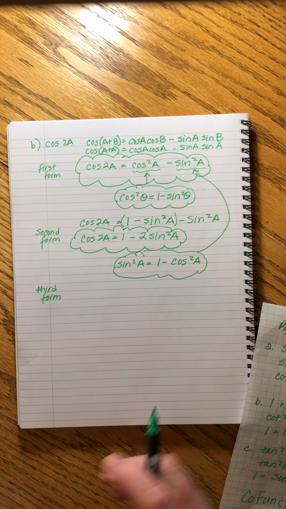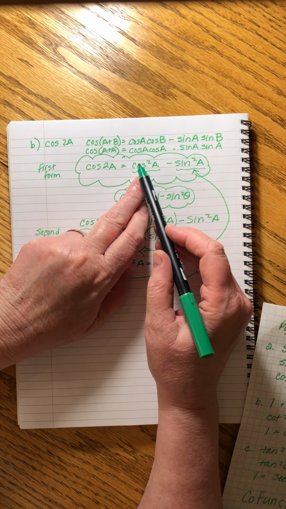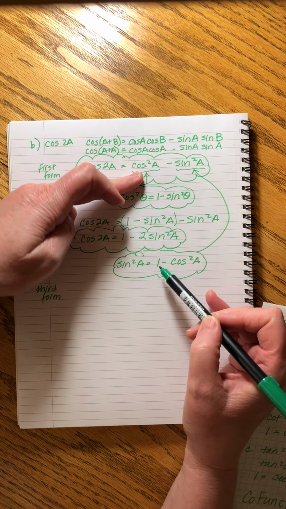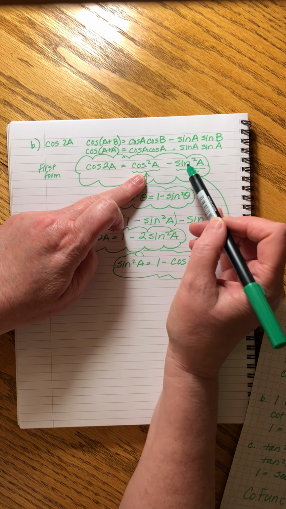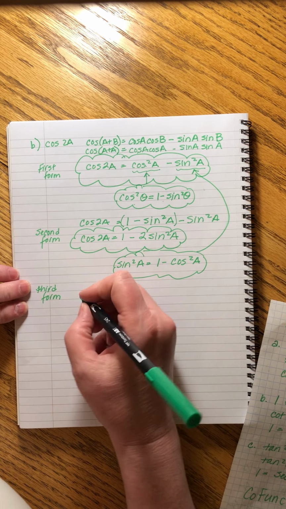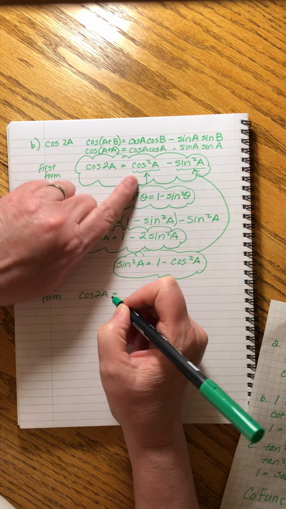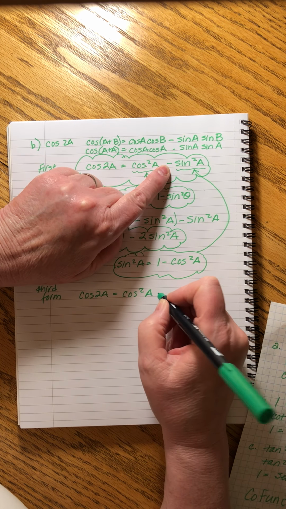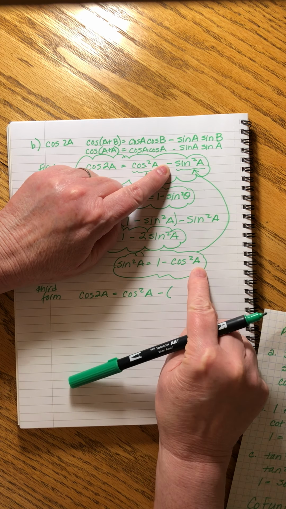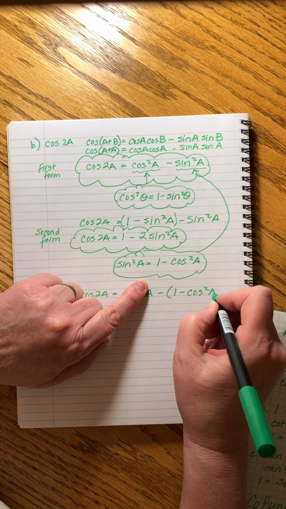Okay, she's behaving. All right, so I'm taking the first form, I'm leaving this term as it originally was, and now I'm substituting one of my Pythagorean identities in for just that part. So what we get is the cosine of 2a equals, this stays the same, cosine squared a minus, and now we put this into the parentheses, 1 minus cosine squared a.